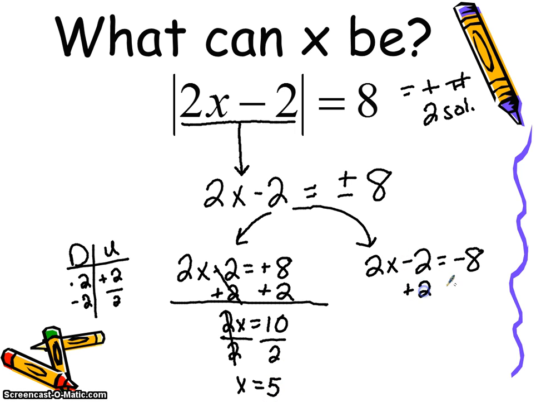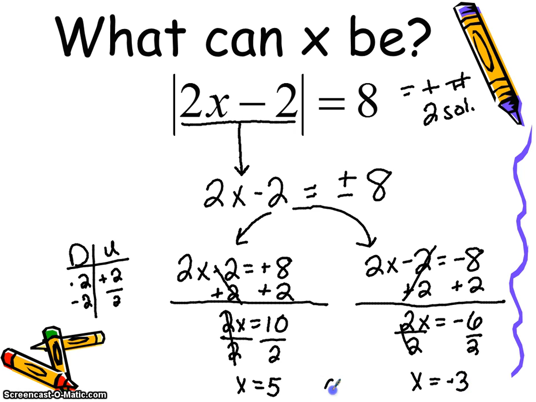We need to isolate the variable on this side as well, which will use the same inverse operations since it contains the same algebraic expression. And when we do, we get x is equal to negative 3. So for this equation, x is either 5 or x is negative 3.